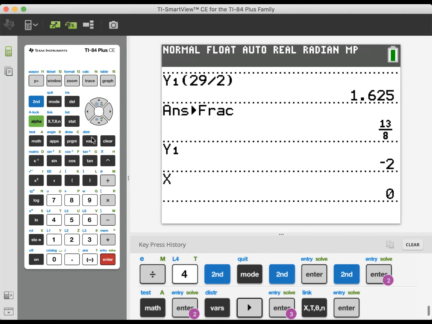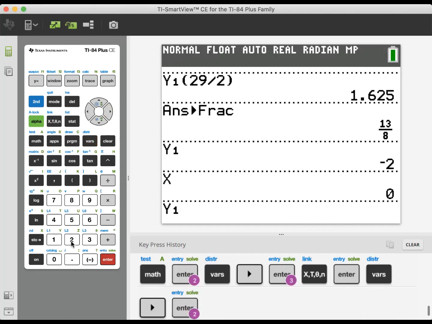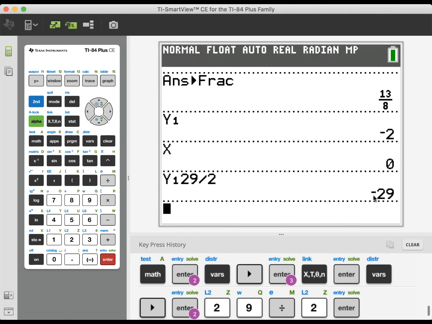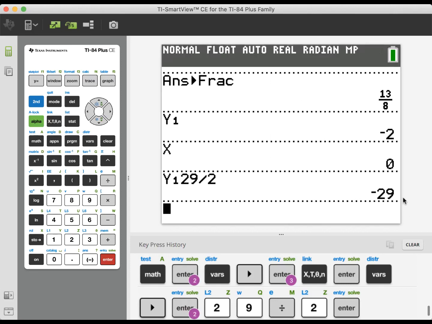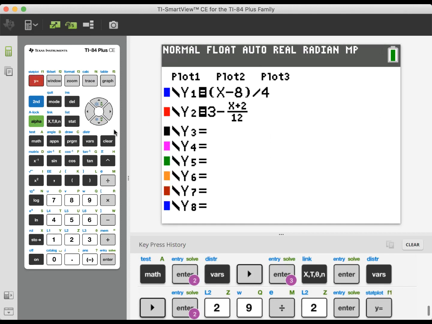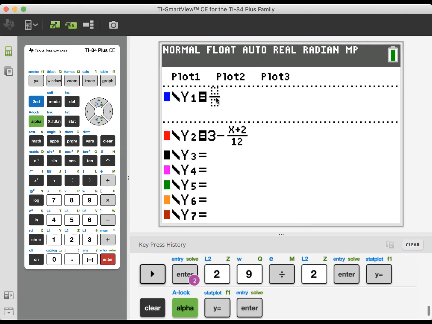Now, another way of messing this up is if you do the vars right 1, enter, enter, and instead of typing in parentheses around that, you're going to get some weird number here. And the reason why is because basically what's happening is this is saying whatever this was up here, the -2 times 29 over 2 just happens to be -29 for me. All of these are ways to mess up. So make sure when you're using this, make sure that you're using alpha y equals enter and fraction over fraction.